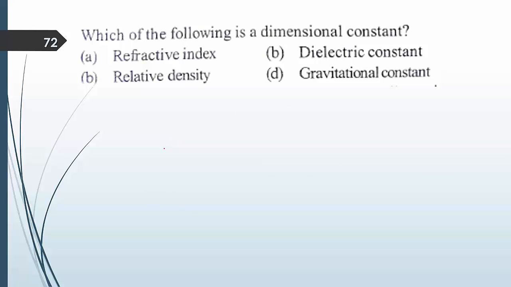Come to question number 72. Which of the following is a dimensional constant? Yes, the options are refractive index, dielectric constant, relative density, gravitational constant. So this question is repeated here. You can observe question number 66. Right? So we know the answer directly. You can write gravitational constant.